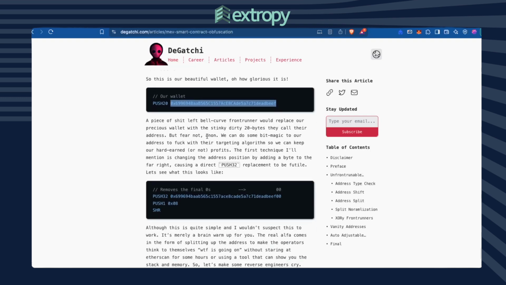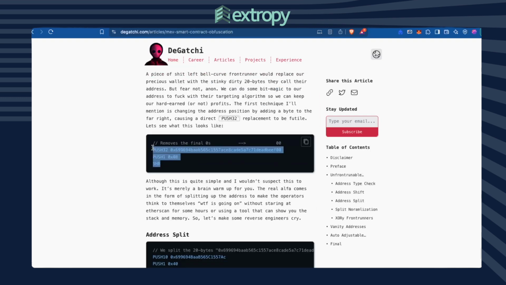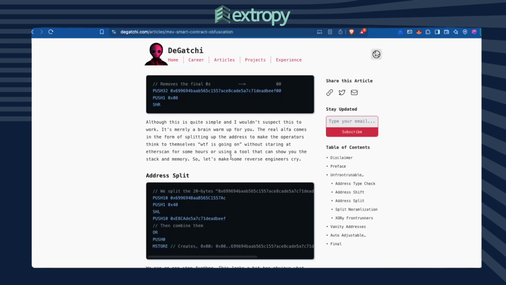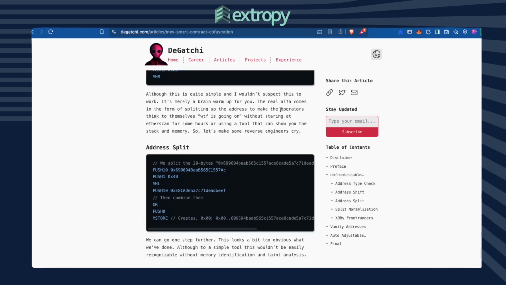Anyway, one way we can disguise the fact that we've got an address is by adding some bytes to the end, and then we can do a shift right to take them off again. Yeah, so that makes sense.